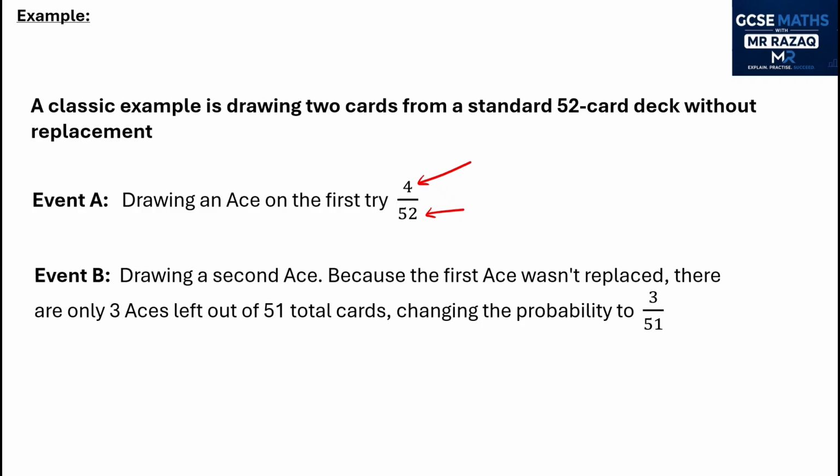Now, let's look at event B. Event B would be drawing a second ace. Because the first ace wasn't replaced, there are only 3 aces left out of 51 total cards, so the probability now becomes 3 out of 51.